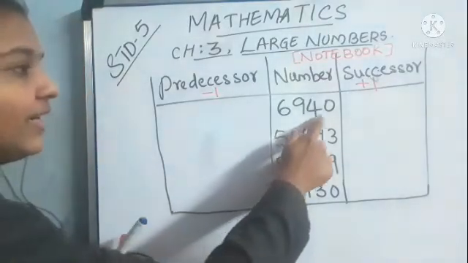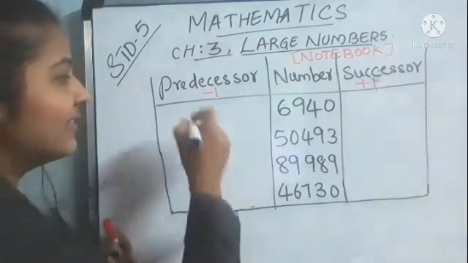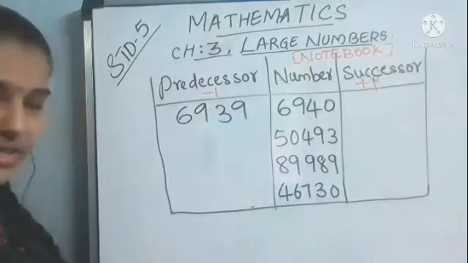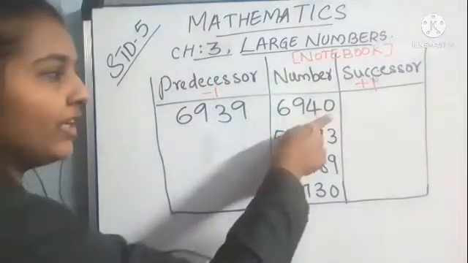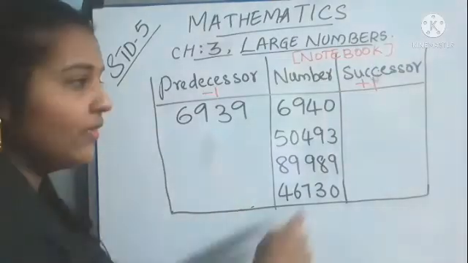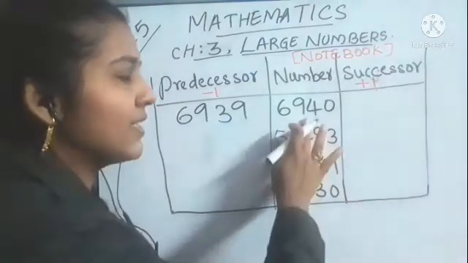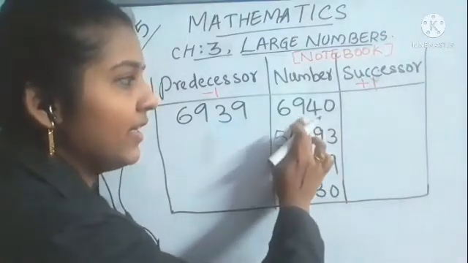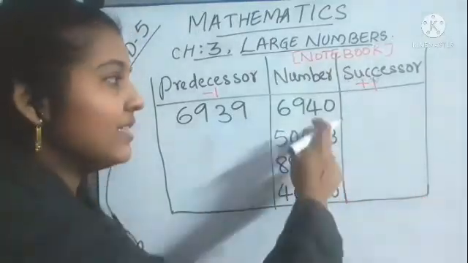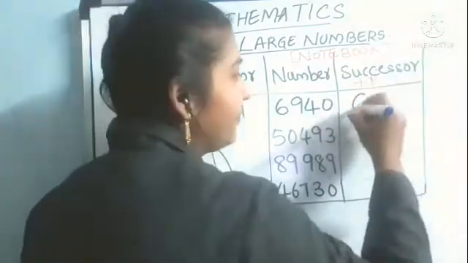Okay. So I am writing. So 6,940 minus 1. What is that? Yeah, 6,939. Isn't it? Before number of 40 is 39. So 6,939 is the predecessor of this number. Now the successor of this number, that is 6,940 plus 1. What is that? That is 41. 6,941.